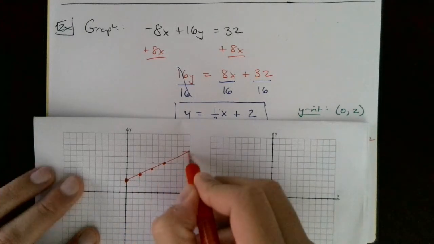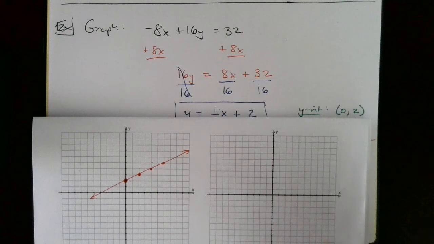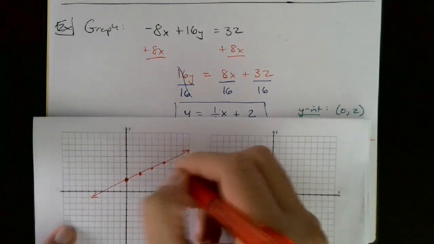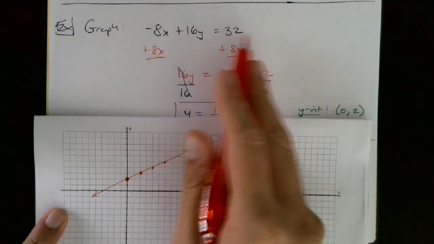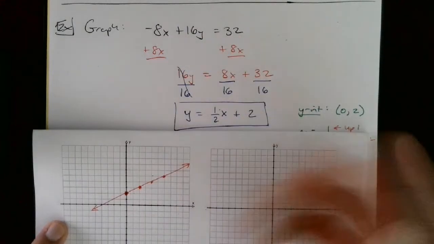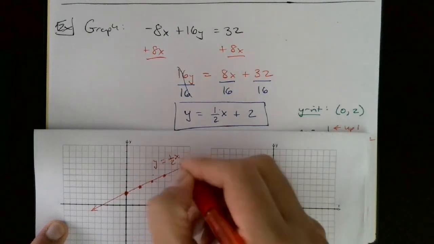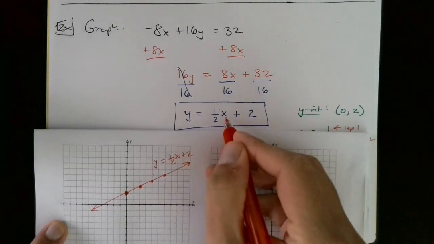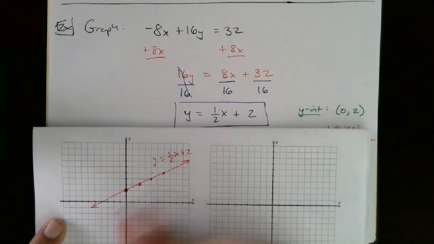Remember, you're going to draw a straight line through the points, with arrows on the ends, because it does go on forever in both directions. And so this is our line. You can label it with negative 8x plus 16y equals 32, or y equals 1/2 x plus 2. Make sure that the x is either in the numerator or right next to it. It's not in the denominator. So that's the line that we just graphed.